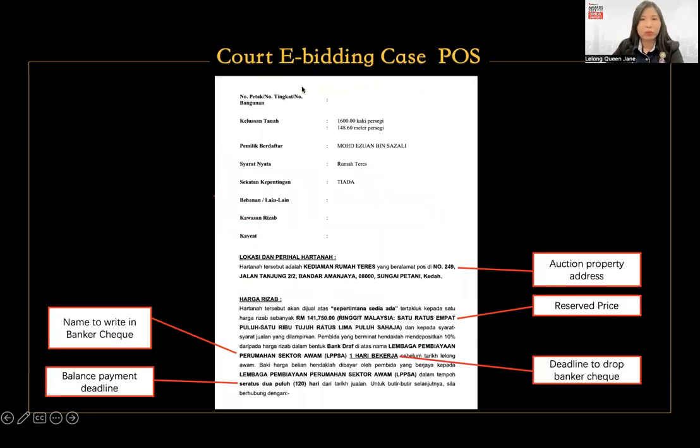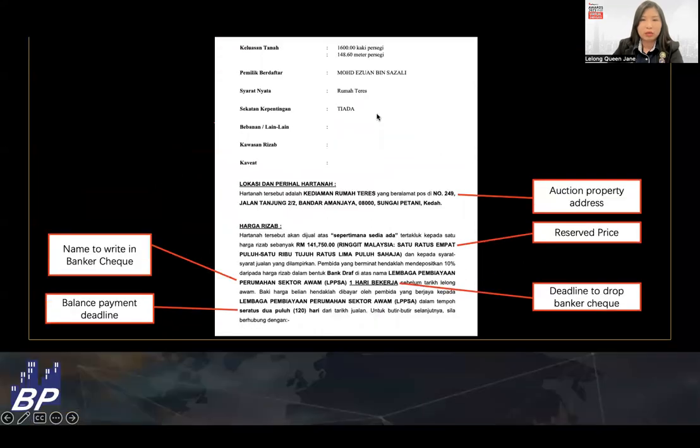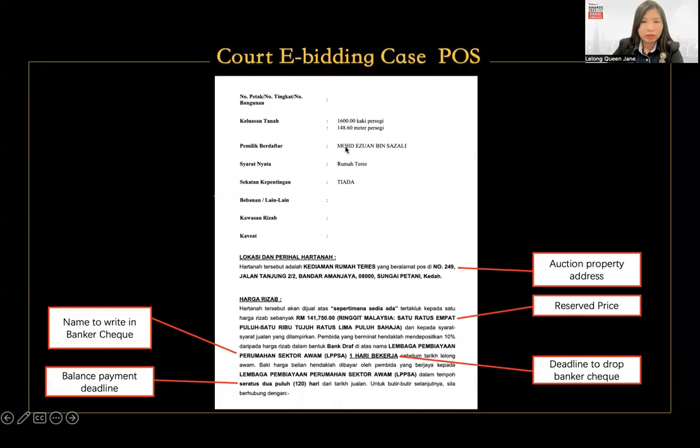Okay, on the next page we will see the keluasan tanah, which is 1,600 square feet. We can also see the pemilik berdaftar, the syarat nyata rumah teres, and any sekatan kepentingan, which is tiada, meaning there is no restriction here, and the auction property address. And how much is the reserve price? Wow, so cheap. 141,000. Oh my God. The market price was 200,000 something. It's really lower than the market price.